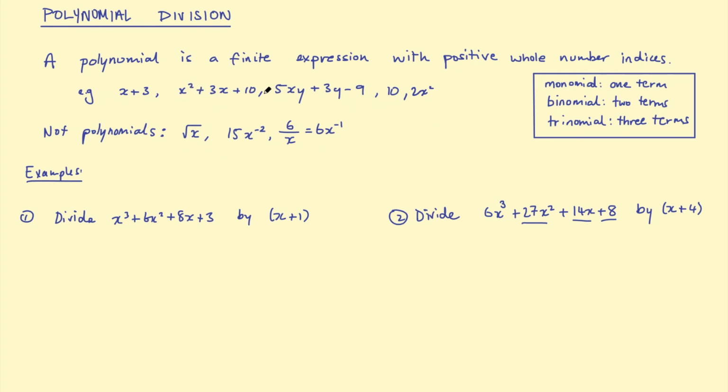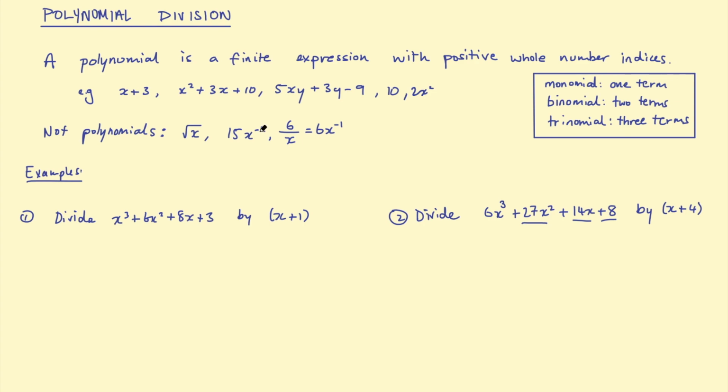So these are all examples of polynomials. x plus 3, x squared plus 3x plus 10, 5xy plus 3y take 9, 10, or 2x squared. They are all polynomials. Things that are not polynomials are things like the square root of x. If you write that as a power, that would be x to the power of a half. So the power would be a fraction and not a positive whole number index.